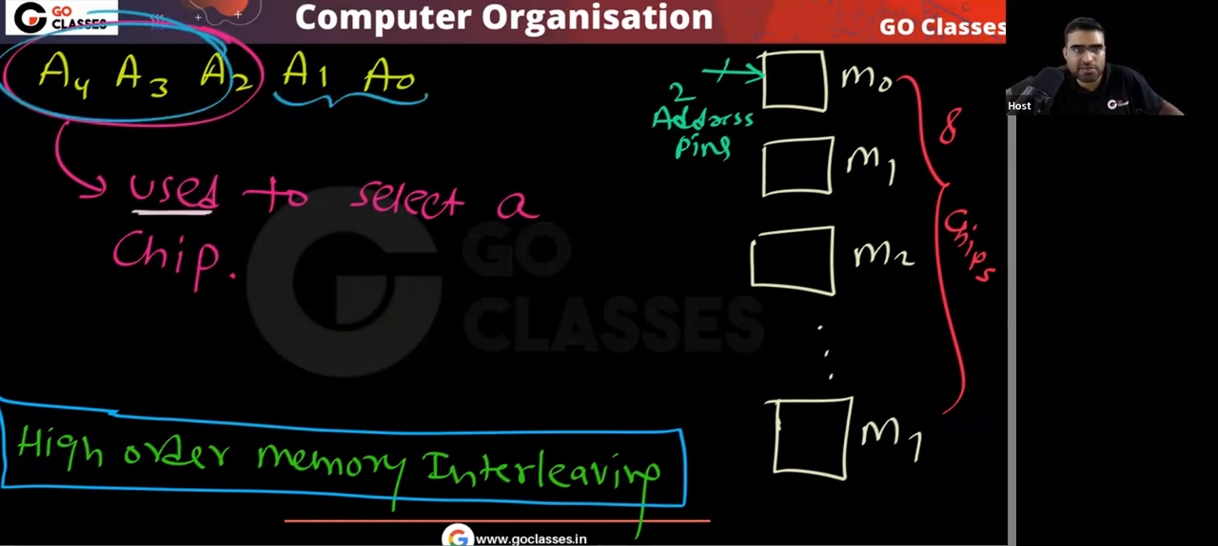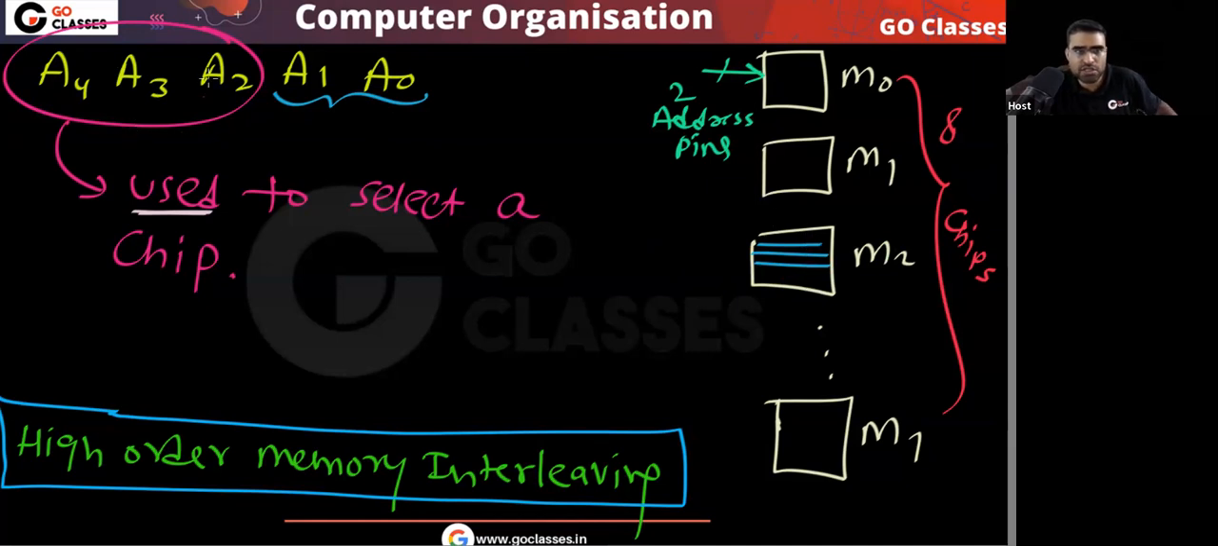Using these 3 bits, I have selected a chip. Let's assume I have selected this chip. Then what will the remaining 2 bits do? The remaining 2 bits will choose within this module. Okay, yes or no? Within this module, which word to access? Is this clear?